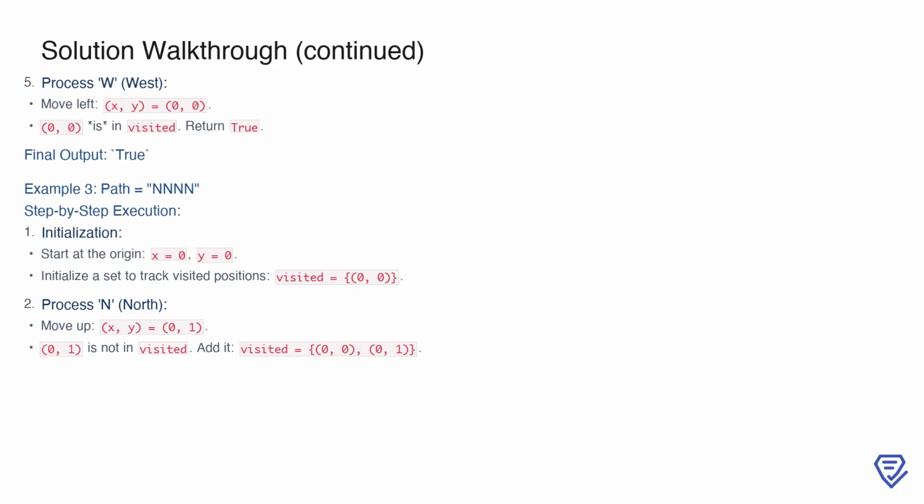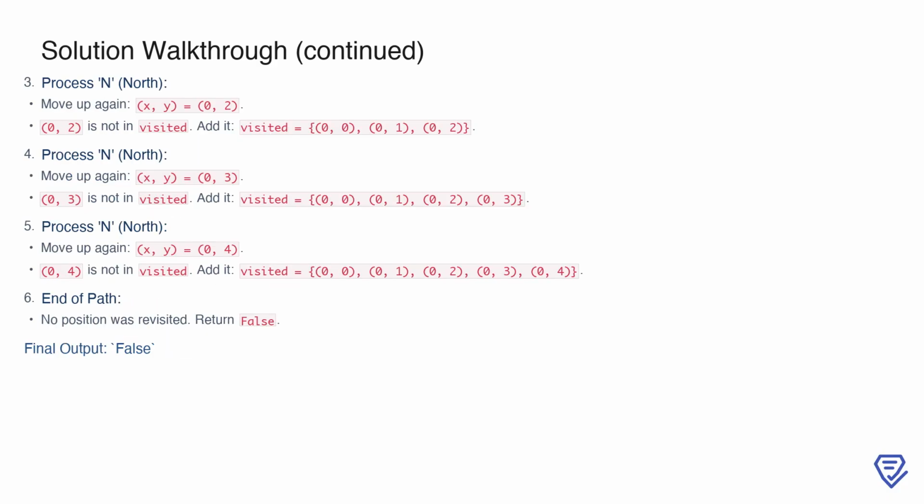For the third example, the path is NNNN. Once again, we initialize at the origin and add it to the visited set. The first step, N, moves us up to (0, 1), which is added to the set. The visited set now contains 2 positions, (0, 0) and (0, 1). We continue moving north with the next step, reaching (0, 2), and adding it to the set. Then, another step north takes us to (0, 3), which is added as well. Finally, one more step up brings us to (0, 4), and this position is also added to the visited set.